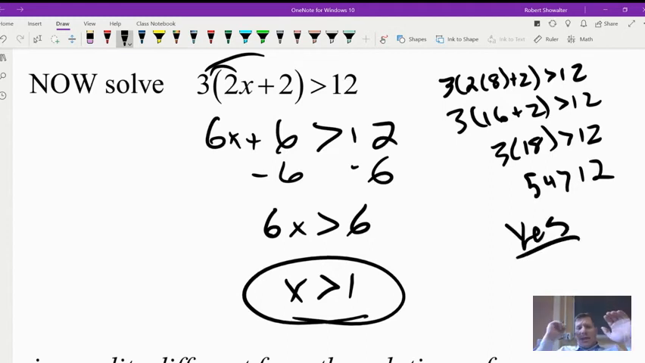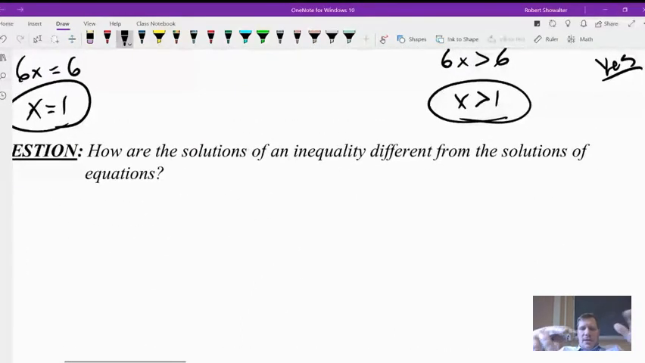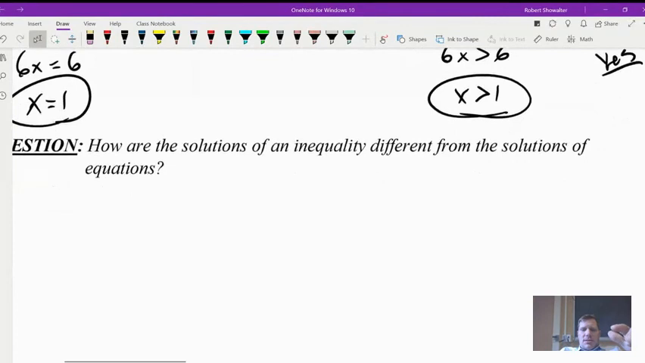We're going to find that that's the case with any value that's greater than 1. 1 is not going to work, though, because it's not going to make a true statement. So a little bit different from inequalities and equations.